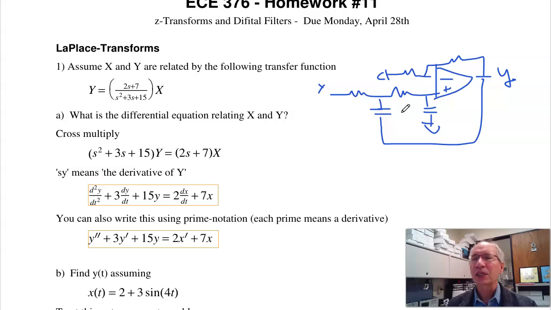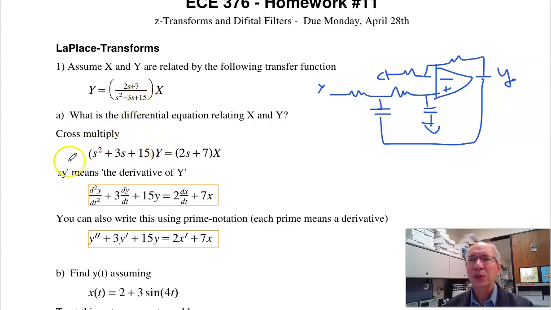So starting out, suppose I have a filter of this form. That would be in the S domain, that would be an op-amp circuit. Slightly different this one, but same idea. Part A, what is the differential equation that this represents? Well, to do that, I cross multiply.